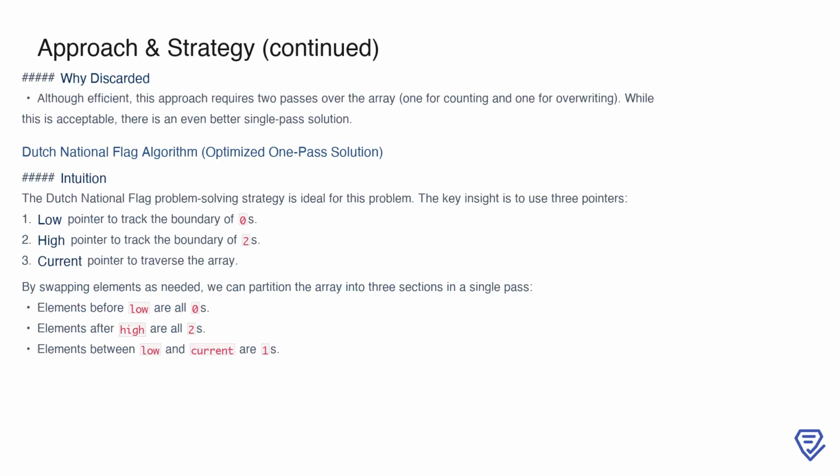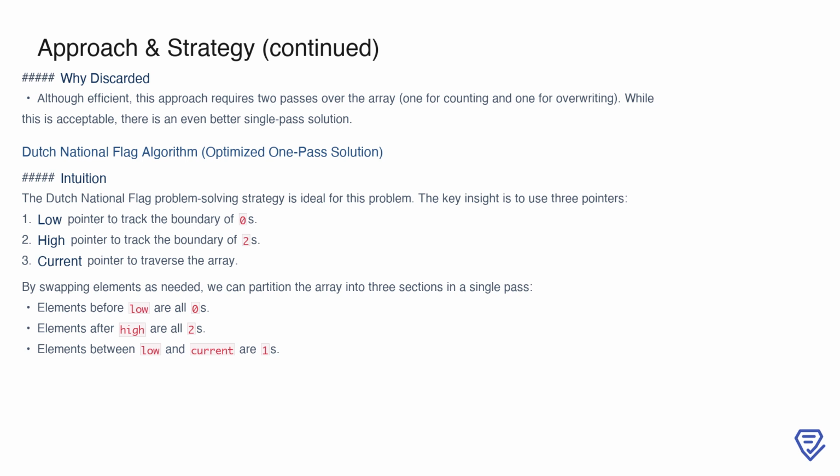The Dutch national flag algorithm offers a more optimized one-pass solution. This method is ideal because it partitions the array into 3 distinct regions in a single traversal. The key insight here is to use 3 pointers: the low pointer, which tracks the boundary for zeros, the high pointer, which tracks the boundary for twos, and the current pointer, which traverses the array.